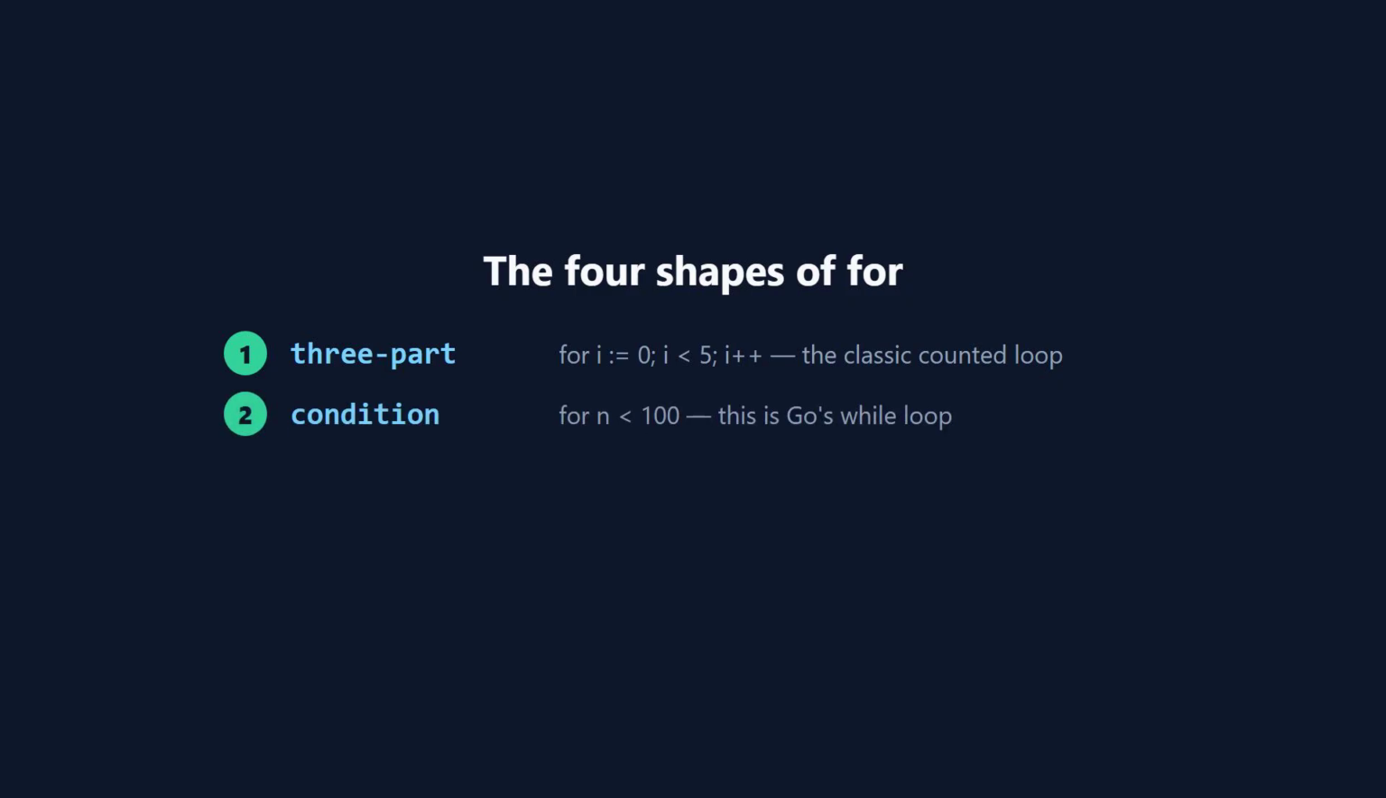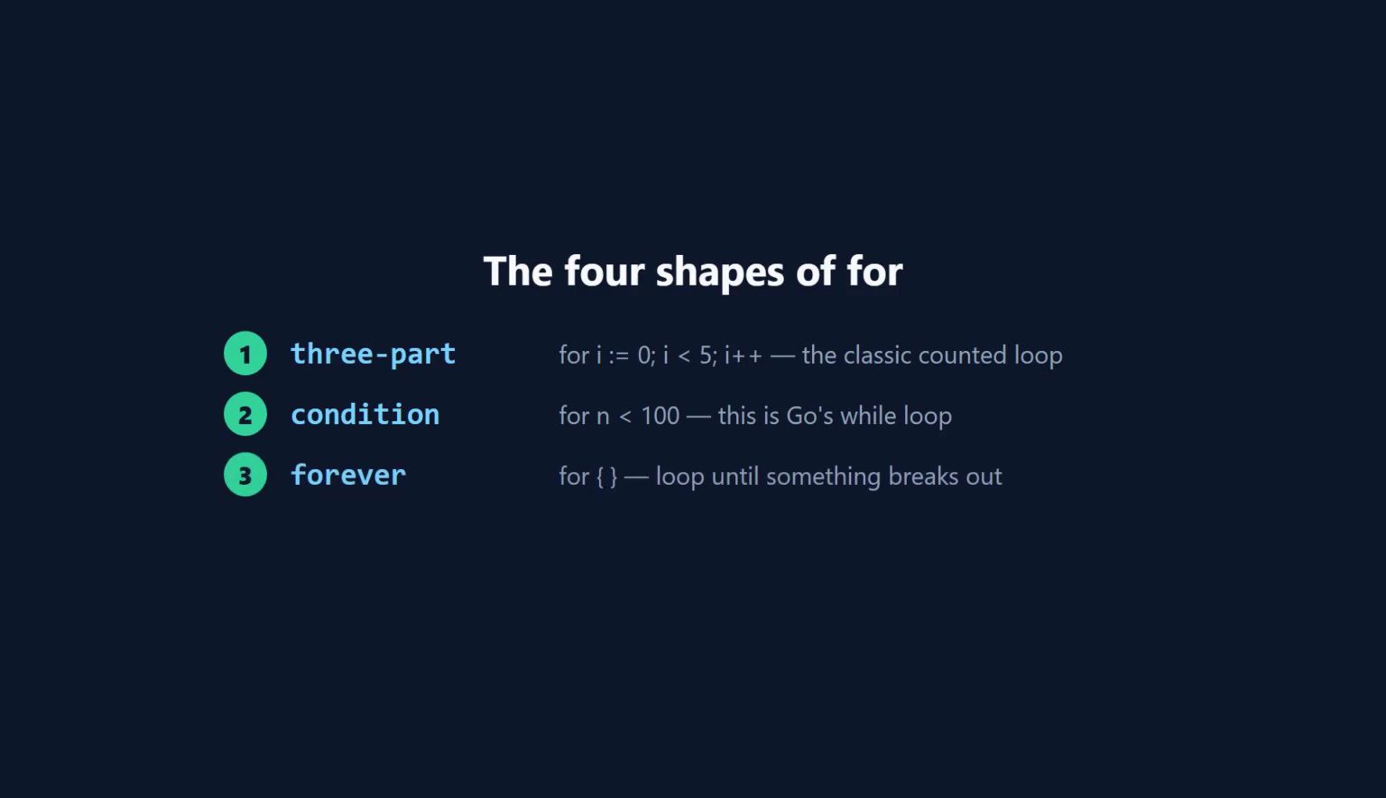Here are all 4, up front so you know where we are going. The 3-part form. Set something up, test it before each pass, and take a step after each pass. That is the classic counted loop. Drop the setup and the step. Keep only the test, and you have a while loop. Go just does not call it that.